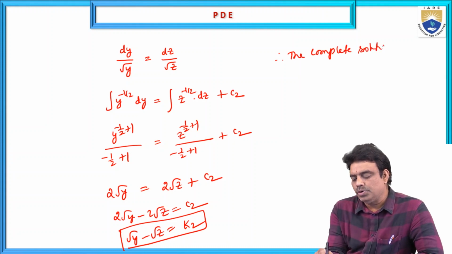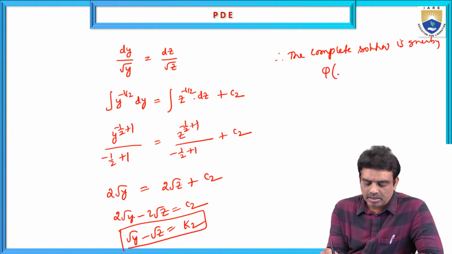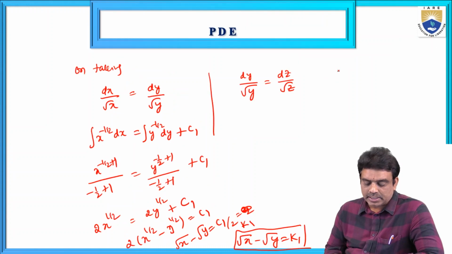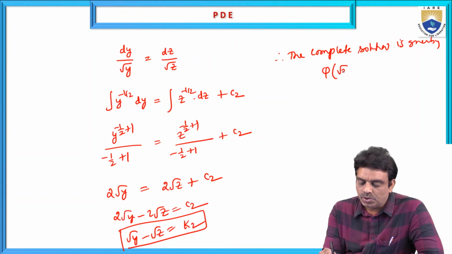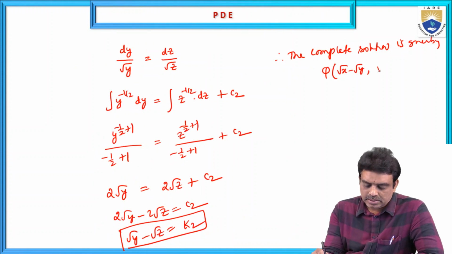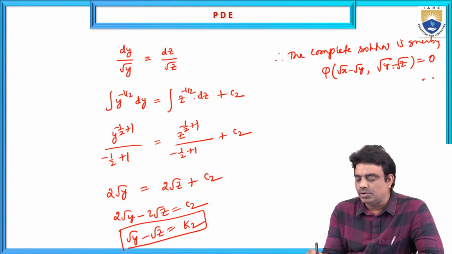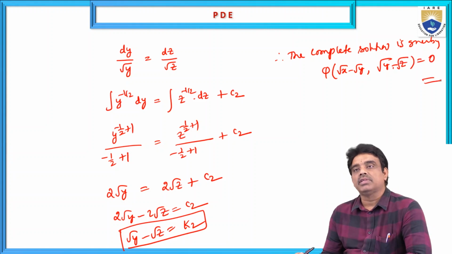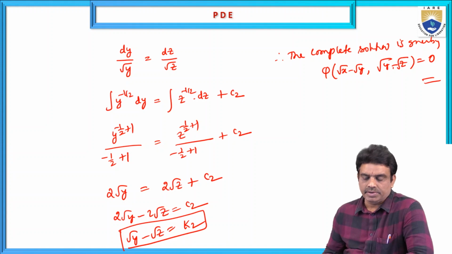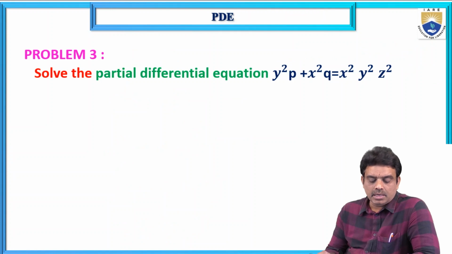The complete solution is given by phi of, what is the first solution? Root x minus root y. Second solution, root y minus root z is equal to 0 is the required solution of the given partial differential equation. So all come under the same methodology.